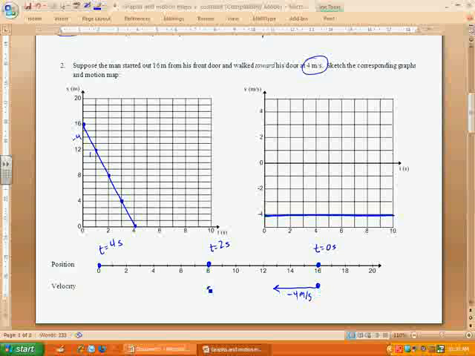At 2 seconds, he's still going negative 4. As long as my vector is the same length as the one before, then it's okay. And then at 4 seconds, he's still going negative 4 meters per second. Okay, and so there you go.